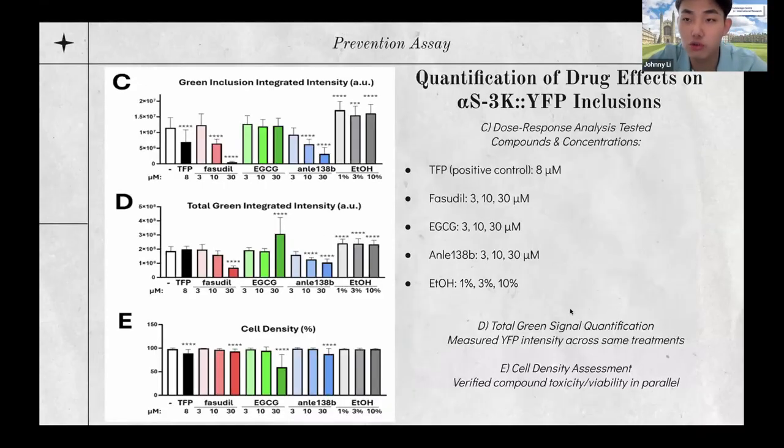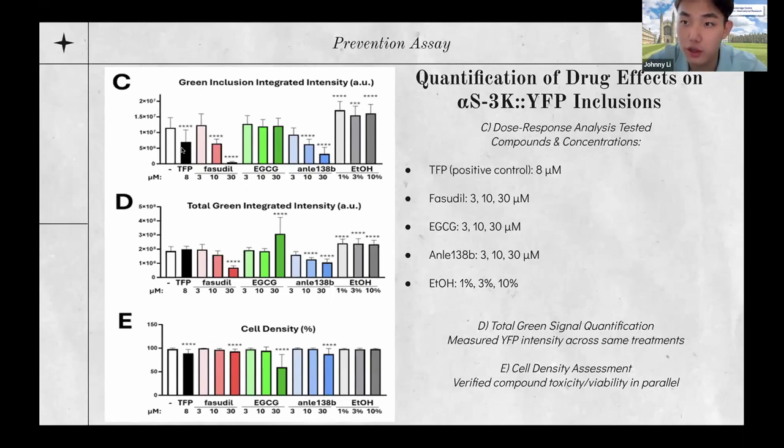Now, on to the actual drug effects. In the prevention assay, we tested four concentrations of each compound: 0, 3, 10, and 30 micromolar. And we quantified inclusion formation, alpha-synuclein protein levels, and cell density. So our positive control, which is 8 micromolar trifluoperazine, significantly reduced inclusion formation as expected. When it came to our tested compounds, Fasudil and Anle138b showed clear dose-dependent effects.